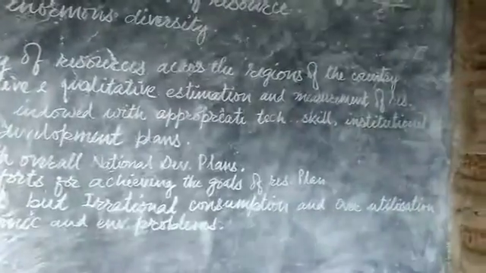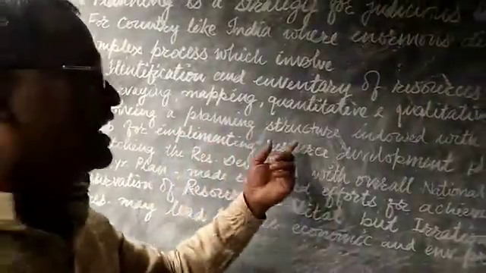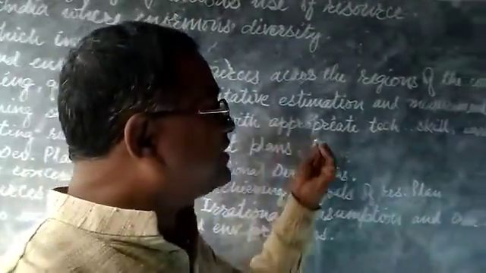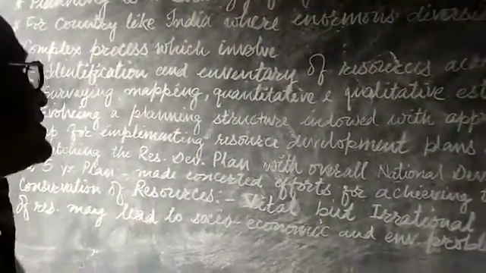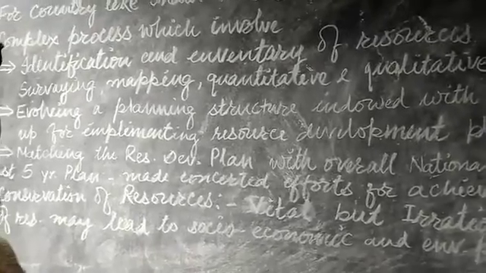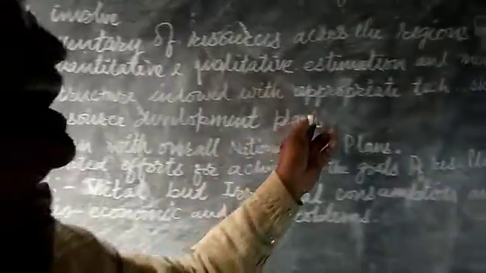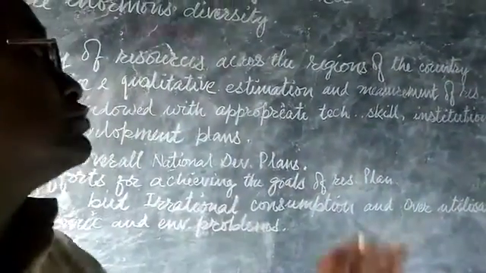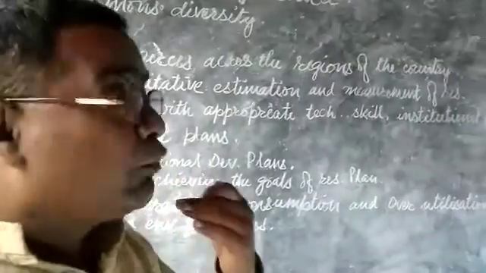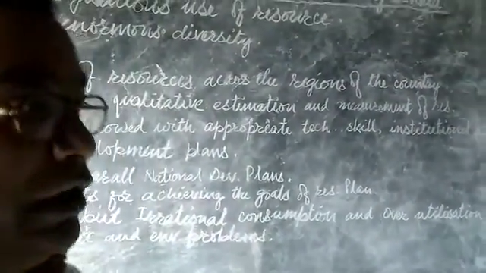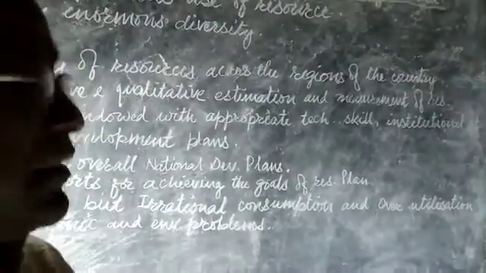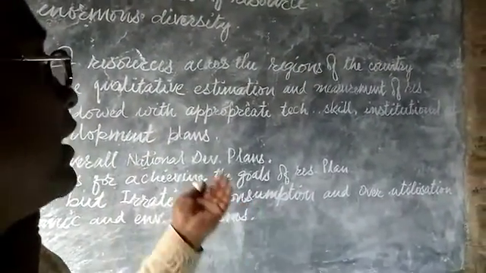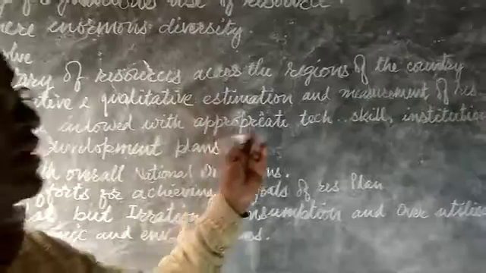Second is evolving a planning structure endowed with appropriate technology. It means if we want to adopt the planning structure, then we require appropriate technology. Appropriate technology means how we mine out the minerals and how they are utilized in factories and plants. These are related to technology. So we should have appropriate technology.